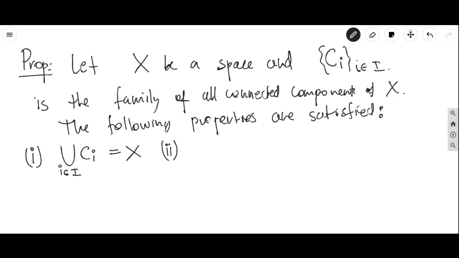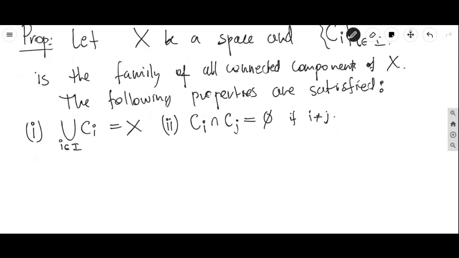The second property is, if you take C_i and C_j, two different connected components, then their intersection has to be empty. They have no overlap, if i and j are two different indices. So if you take two different connected components in your collection, they have no overlap.